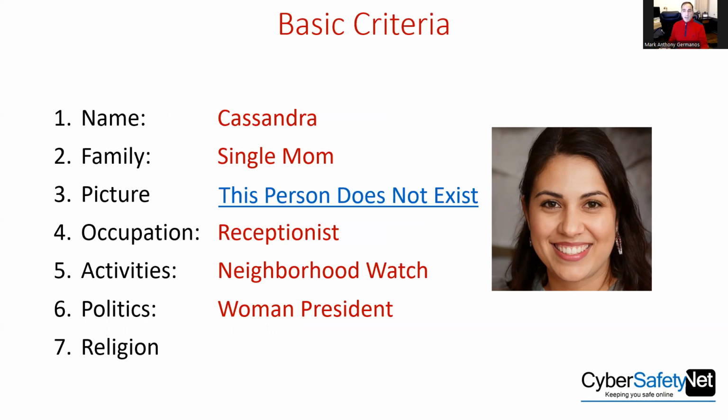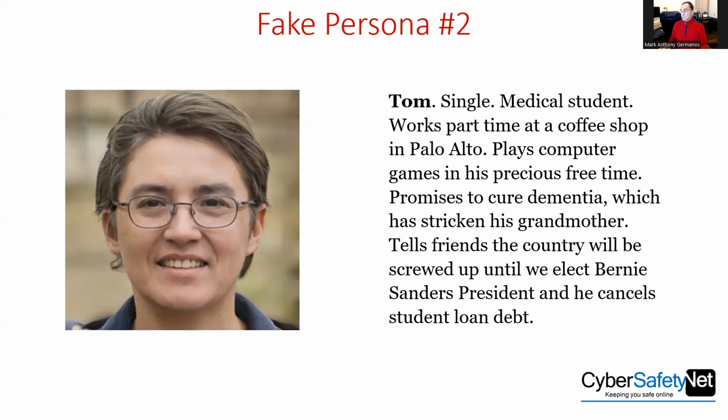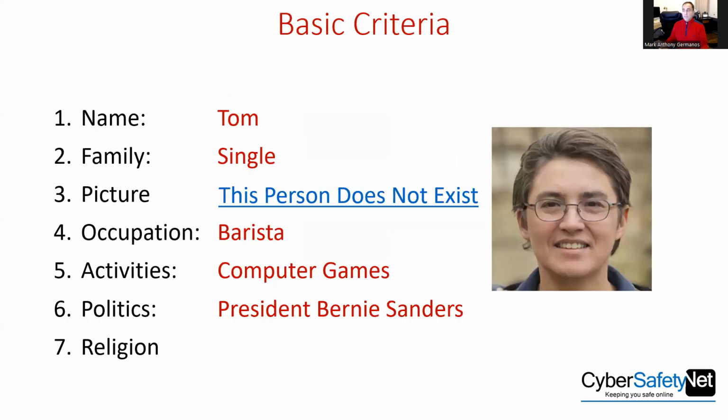Let's continue on to Tom, who is single. He's a medical student. He works part-time at a coffee shop in Palo Alto, California. Tom plays computer games in his precious free time. Tom promises to cure dementia, which has stricken his grandmother. Tom tells friends the country will be screwed up until we elect Bernie Sanders president, and Bernie Sanders cancels student loan debt. And good luck on that one. Let's see what information Tom volunteered. Tom volunteered that he is single, he's a barista, he plays computer games in his free time, and he thinks our next president should be Bernie Sanders.